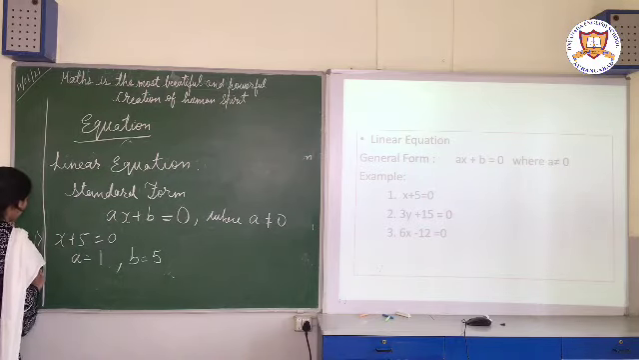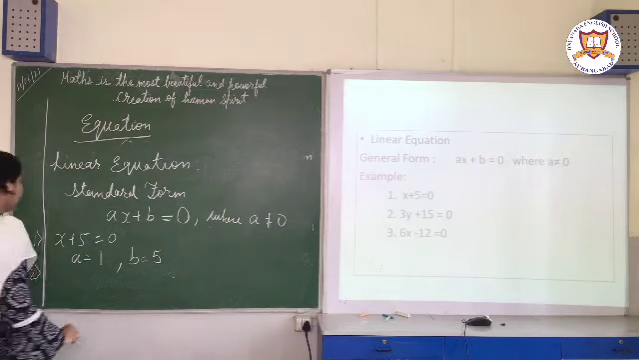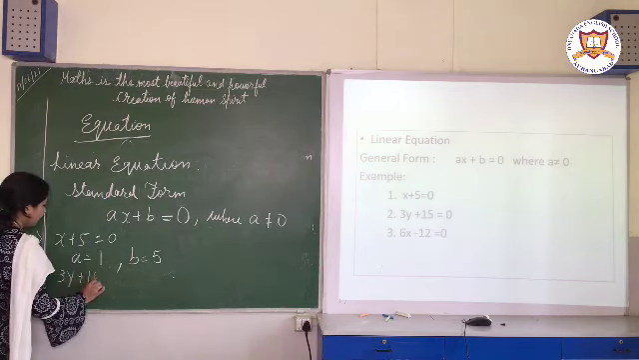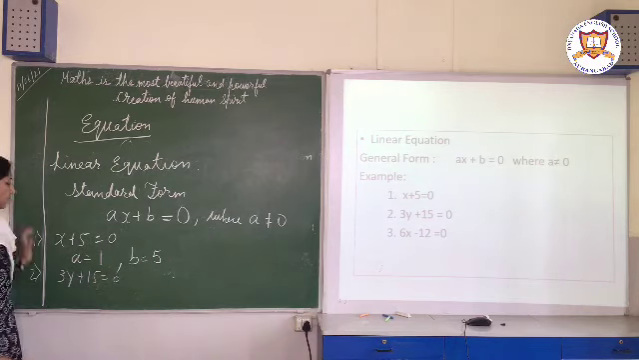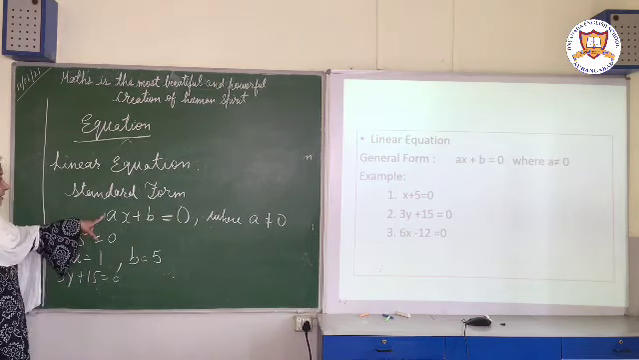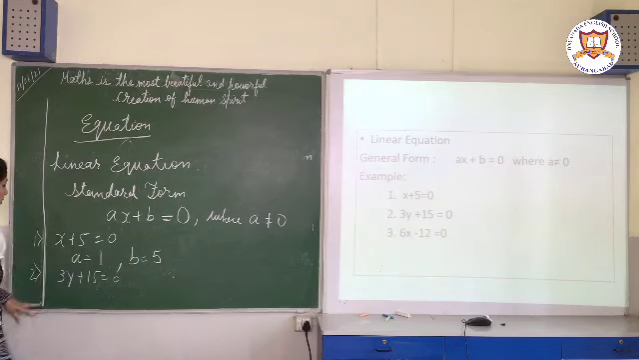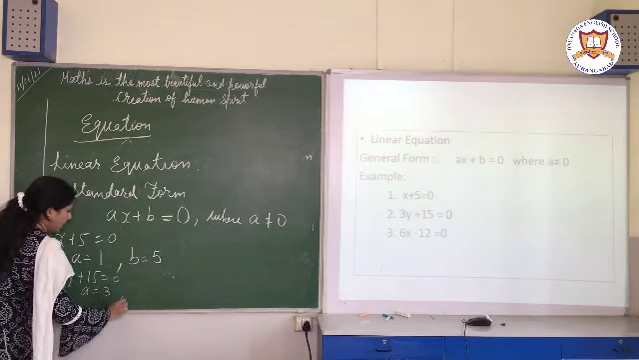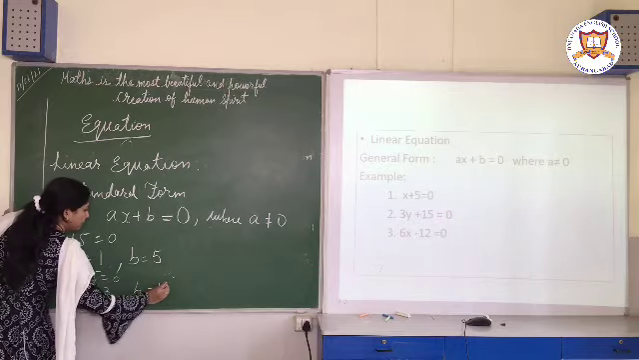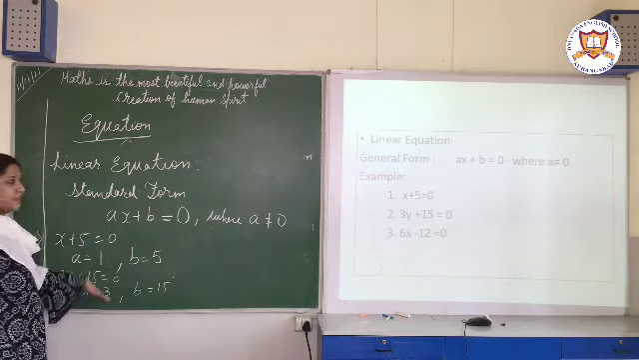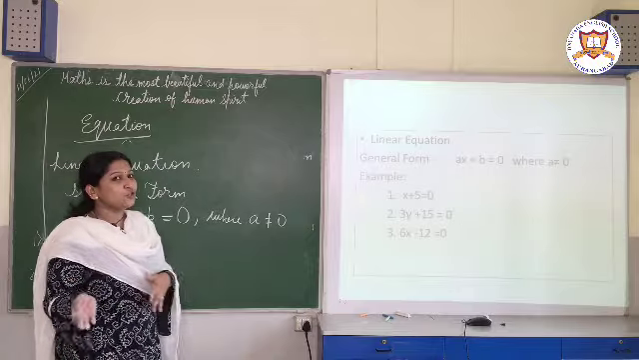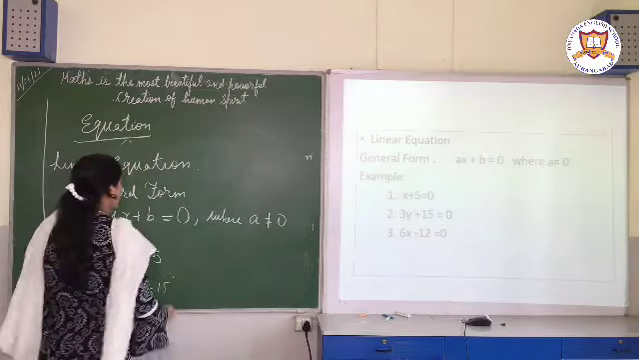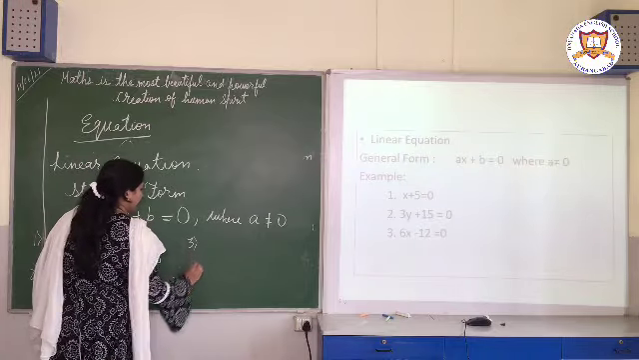Now let us go for the second example. If you see the second example, it is 3y plus 15 is equal to 0. Now again we will compare this with the standard form, that is the linear equation. So we get the value of a as 3, the value of b as 15. Okay, so now I hope you will be able to solve the third one. So quickly you have to solve and you have to tell me the value of a and b.